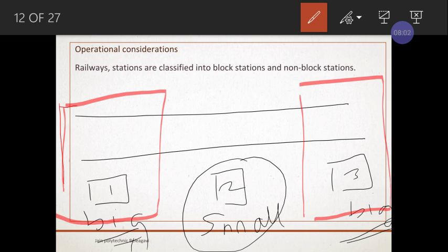The control movements here are in between the first and the third part, but the station is neither in the first block nor in the second block. The small station is neither in the first block nor in the second block, neither of the command areas. So such stations are called non-block stations. Those are called non-block stations, right? You are understanding what I'm saying?